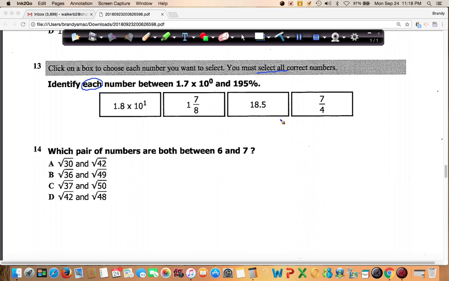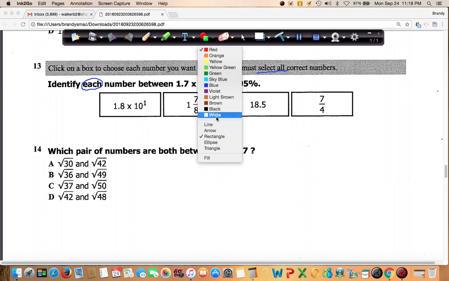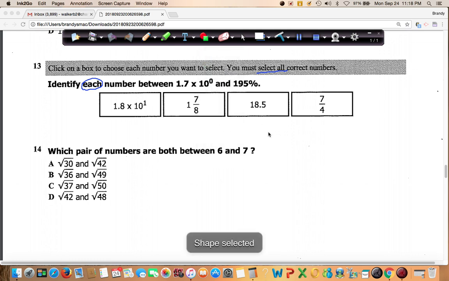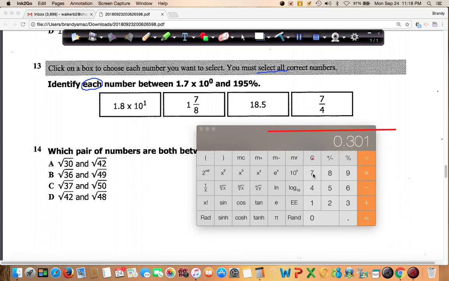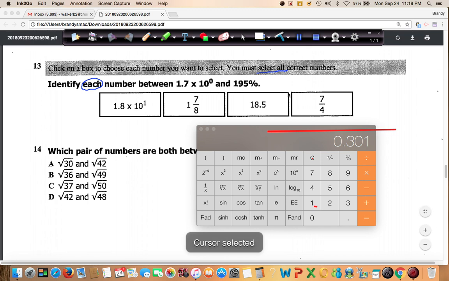So the way I like to do this problem is I make a number line, right? So I'm going to use my fancy dancy number line over here. I make a number line, and I put my two numbers on either side. But first I want to change them so they're just decimals because this is a little too much. So if I grab my calculator, okay, and I put, whoops, gotta get my pointer tool.